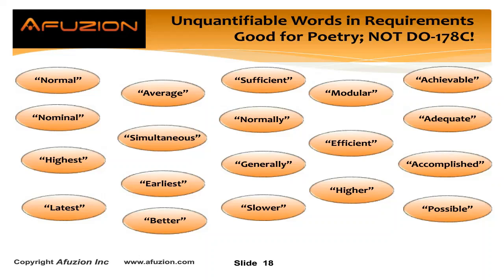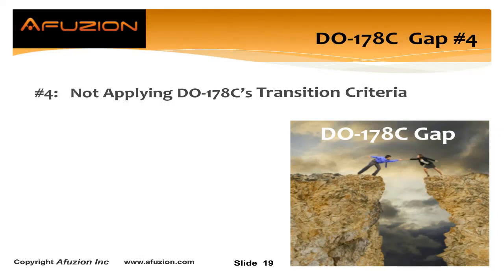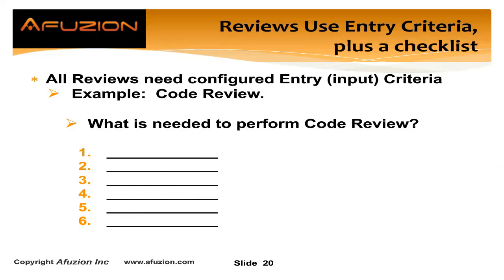Now, the next gap. There are two gaps in here. Transition criteria. That small little phrase in 178C with a powerful meaning. Let's consider, what do we really have for a code review? Well, we need the code. Let's just look at the code and see what we have, right? No, I need six formal inputs, configured inputs, actual use of the inputs. So the developer is aware of these six inputs.